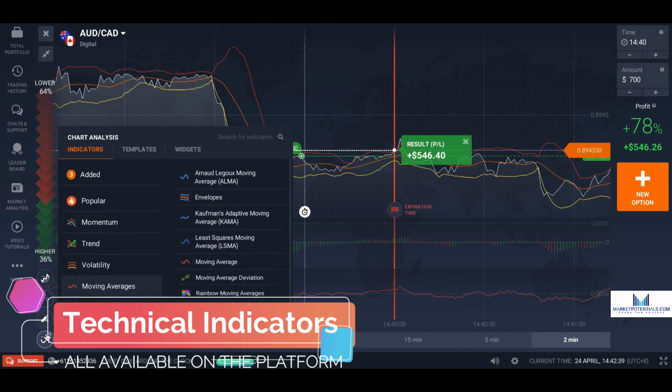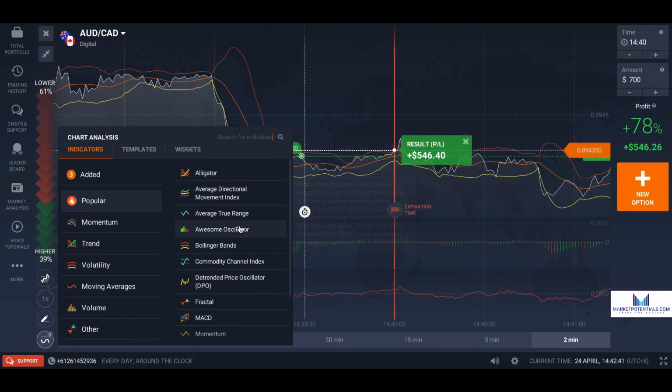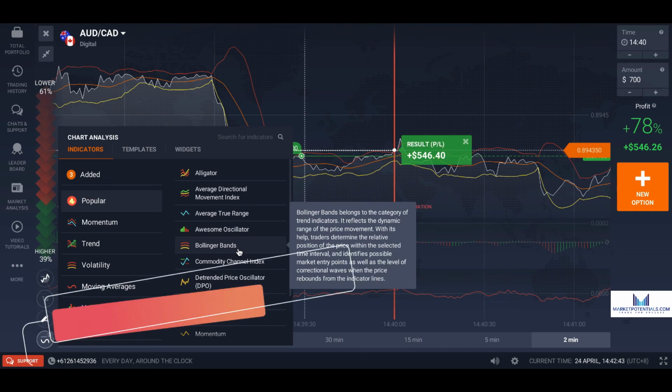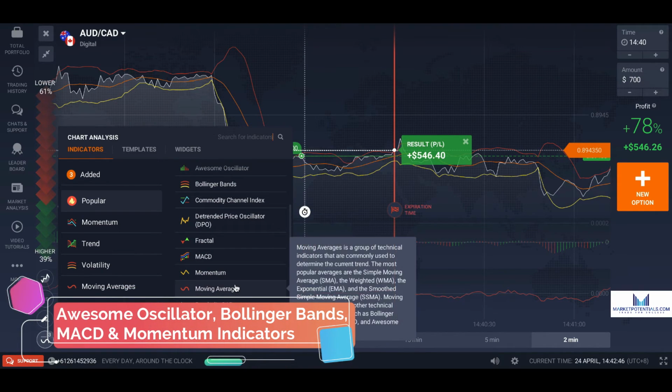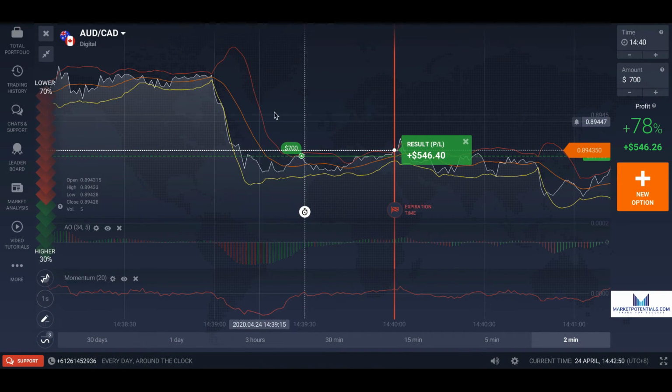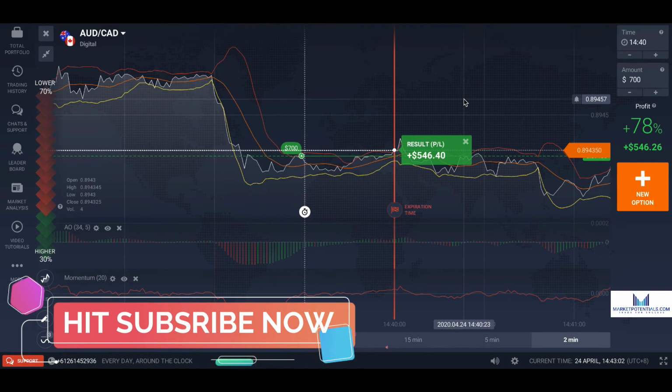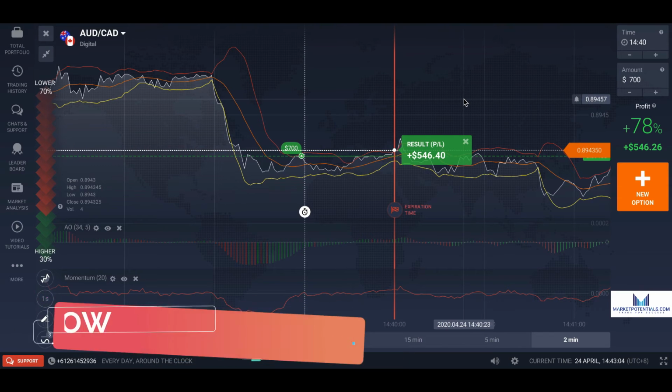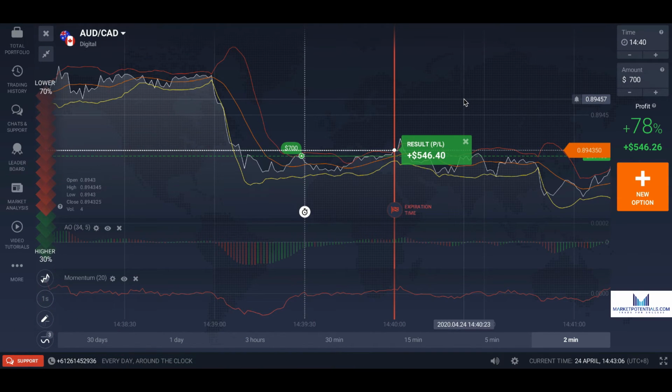Just click down here on the indicators, popular, head down to the awesome oscillator. I've got the Bollinger Bands, I've got the MACD and the momentum. So these are the Bollinger Bands. They predict the top and the lower level of the chart movement. And the awesome indicator, the momentum indicator, I don't have the MACD here, but that's all right. So these are the very normal indicators that I typically use on a trade. And as you saw, it's really not that hard to do.